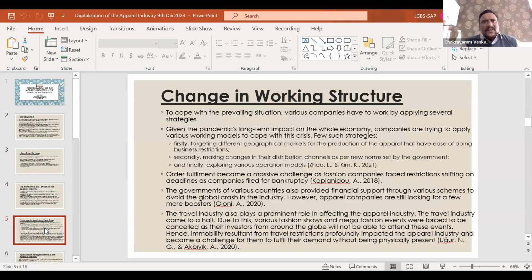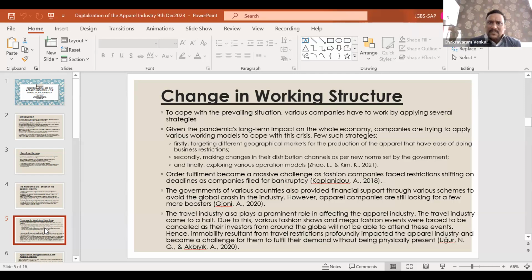Change in working structure. To cope with the prevailing situation, various companies have had to apply several strategies. Given the pandemic's long-term impact on the whole economy, companies are trying various working models to cope with this crisis. A few such strategies are: firstly, targeting different geographical markets for the production of apparel that have ease of doing business restrictions. Secondly, making changes in their distribution channels as per new norms set by the government. And finally, exploring various operations models. So these are from the reviewed papers. Through the reviewed papers, we have understood that so many changes have been adopted by the government.